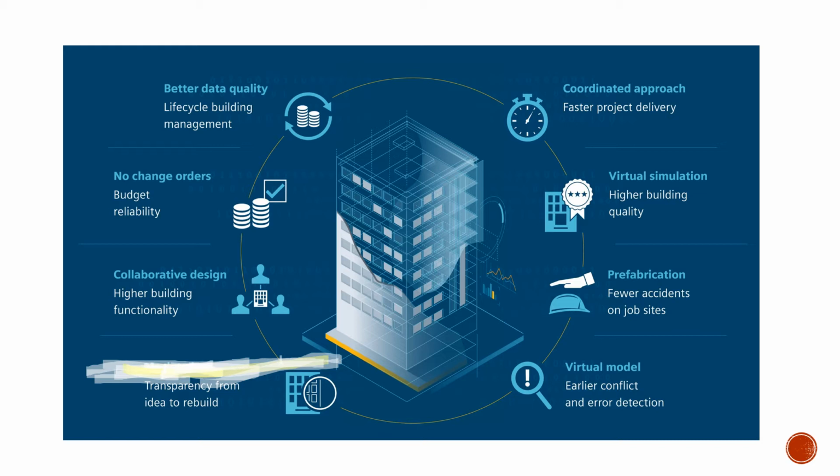Collaborative design is great because it allows for one line of communication between everybody. They can communicate in real time to make sure that everybody is under the same understanding of what has to be done and how the building project is going to be completed. It allows for budget reliability and then better life cycle building management. Even after construction is done, it allows you to manage the building, and if there are any changes that need to be made during or after construction has been completed, BIM allows you to do that as well.